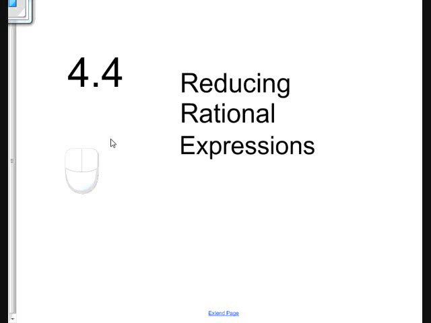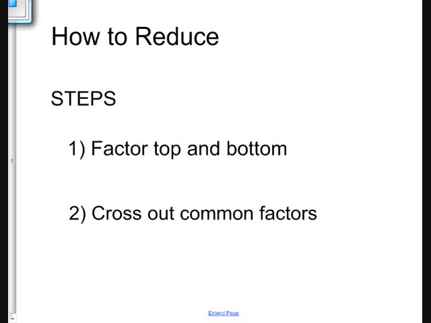Anyone know what a rational expression is? So how do we reduce the rational expression? Our first step is just to factor both top and bottom, and cross out the common factors, just like we did with this different way. We took out common factor 2 and we got our answer.